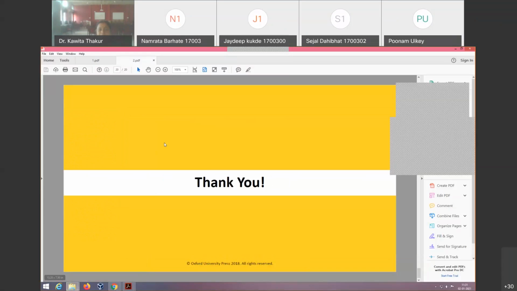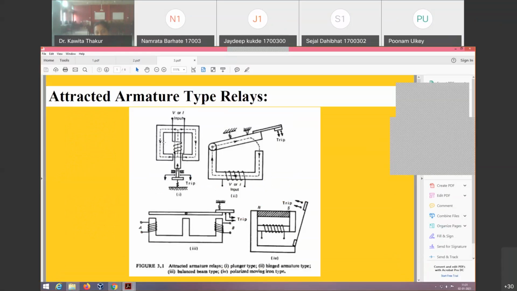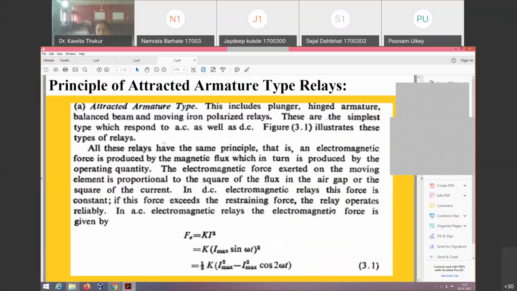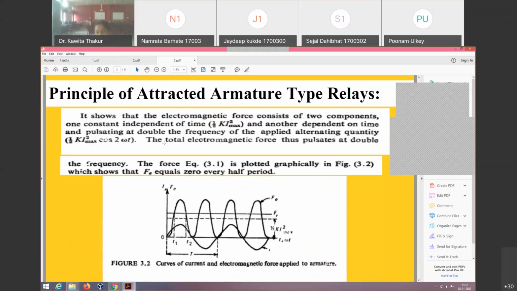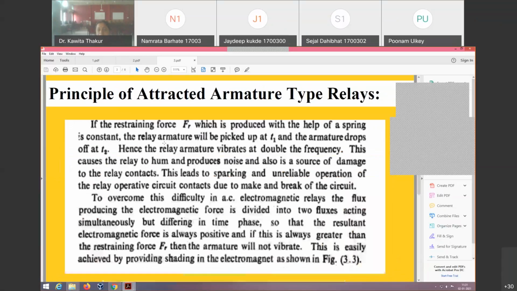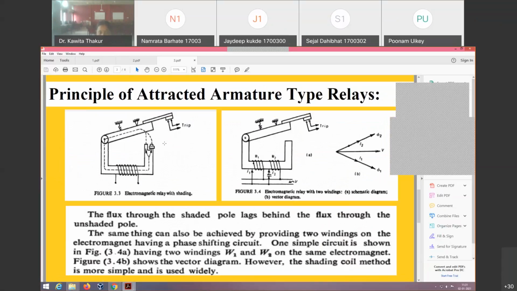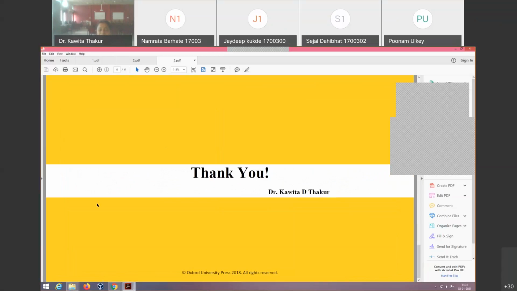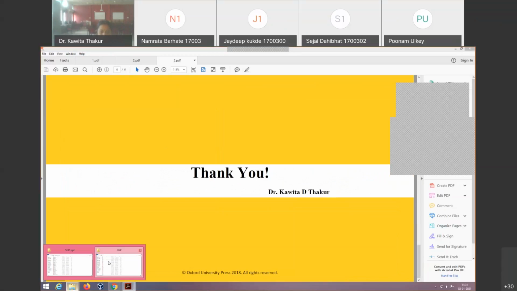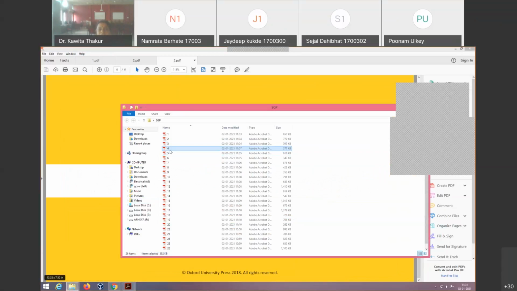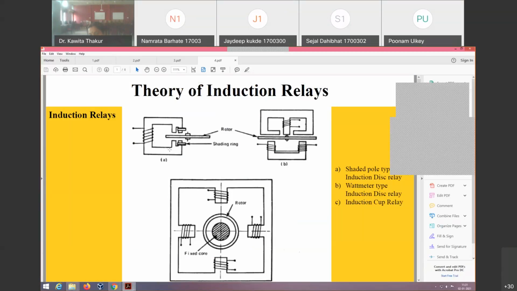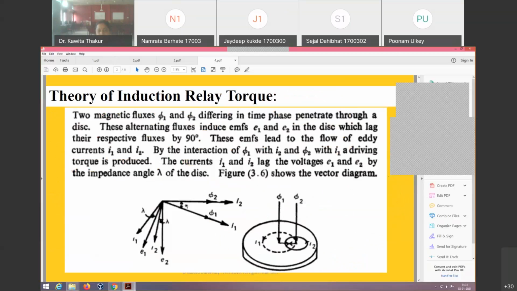Then in the third lecture, we have seen the attracted armature type relay: what is the principle of the attracted armature type relay and how it works. In the fourth lecture, we have seen the induction relay, how the induction relay works.